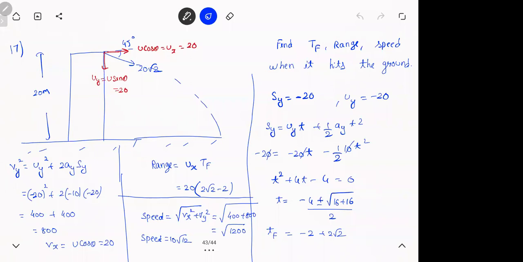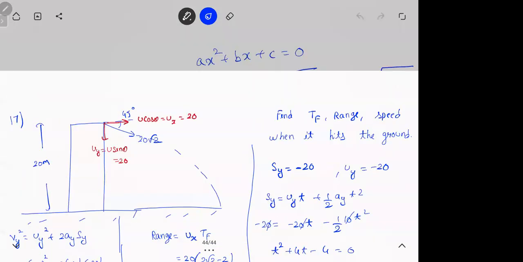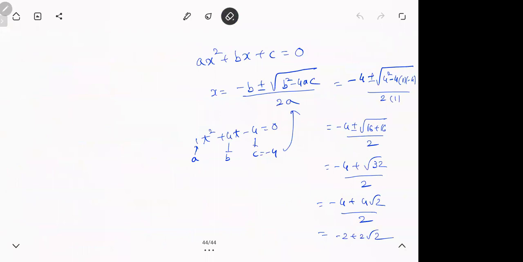All clear? Can I turn the page? Next one. If I want to copy this down, okay. Next one. This is a good question. Do this thing carefully. It's important.